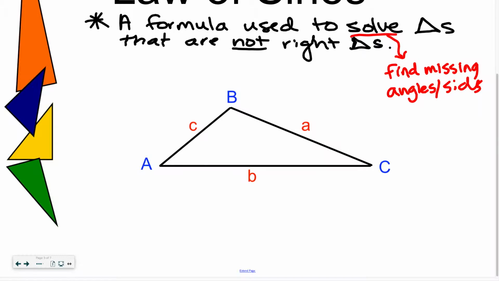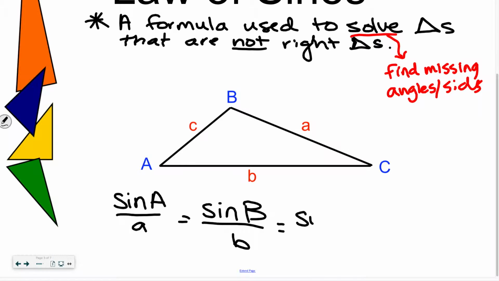I just want to make real clear that when you're working on a problem, you have to label the sides related to the angles. So side A has to be opposite angle A in the triangle. Side B has to be opposite angle B, and side C has to be opposite angle C. And if you label it correctly, then the law of sines is true. The sine of A over A, so lowercase is side, uppercase is angle, equals the sine of B over B equals the sine of C over C.